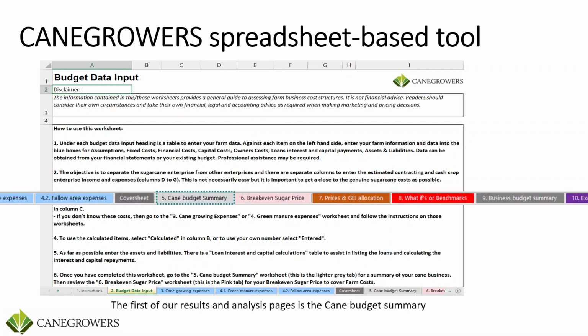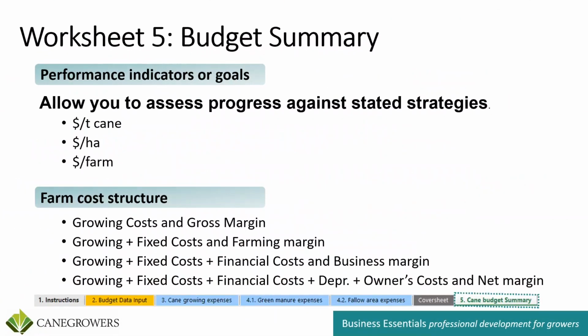The first results page begins with Sheet 5, the CANE Budget Summary. This sheet provides a summary of the cane production enterprise income and costs in terms of dollars per ton of cane, dollars per hectare of cane, and total dollars for the farm enterprise. In doing so, this allows you to assess the cost for each input against strategies such as targeted cost per ton and other norms or benchmarks. The subtotals at each level provides a sense of the cost structure of the overall operation.